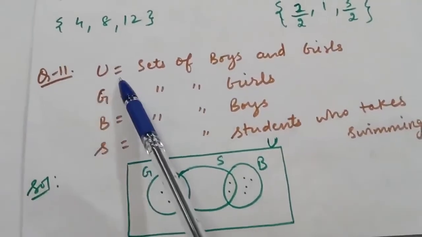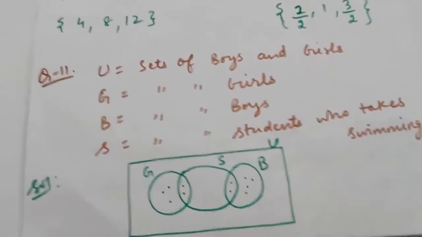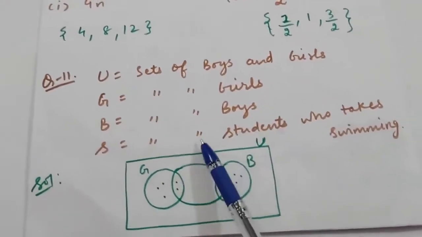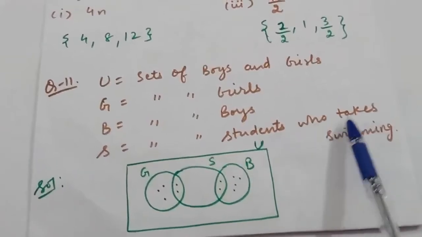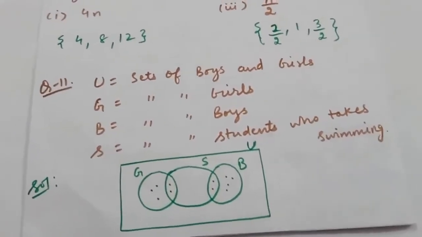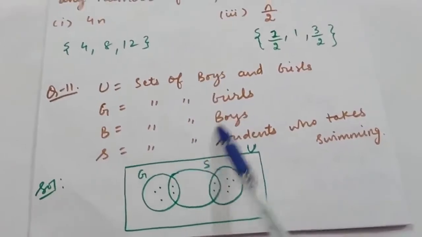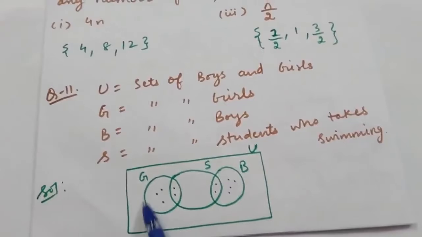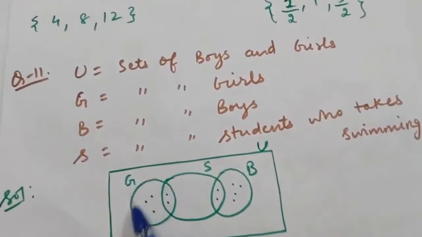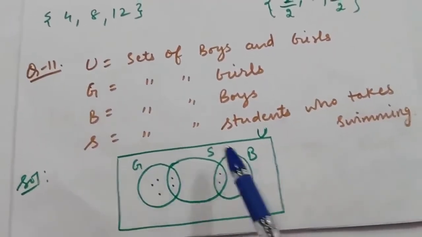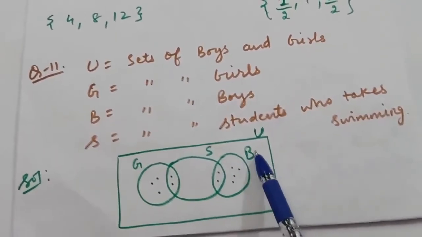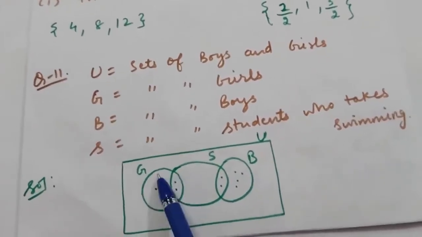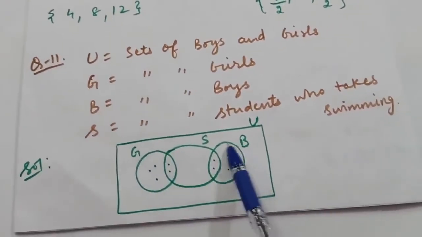Question number 11 says that U is the set of boys and girls, that is the universal set. G is the set of girls, B is the set of boys, and S is the set of students who take swimming, right? So we have to show this relation by a Venn diagram. So making the Venn diagram, this is the complete universal set. This is the set of girls represented by G. This is the set of boys, right? There is no intersection between girls and boys obviously. So the set of girls is this side and the set of boys is this side.